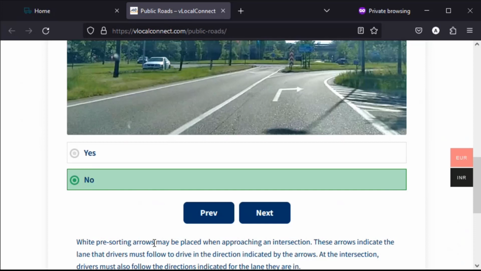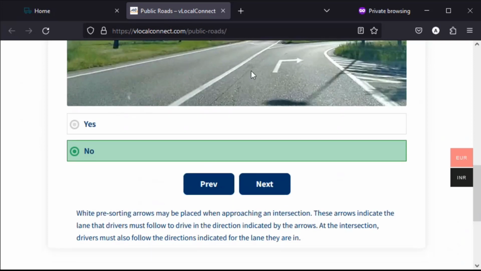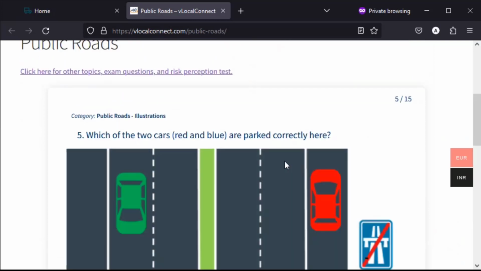White pre-sorting arrows may be placed when approaching any intersection. These arrows indicate the directions the drivers must follow, right? If it's a continuous line, they are not allowed to change lane. Only if it is a broken line are they allowed to do that. Let's move on to the next question.